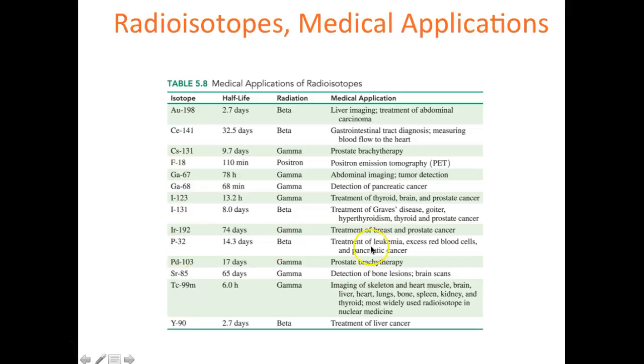Phosphorus is used in the treatment of leukemia, etc. Most of them have specific areas in which they accumulate or are taken up. Whereas technetium-99 metastable can be used to diagnose a lot of different parts of the body, like the skeleton, muscle, brain. So it's the most widely used radioisotope in nuclear medicine.